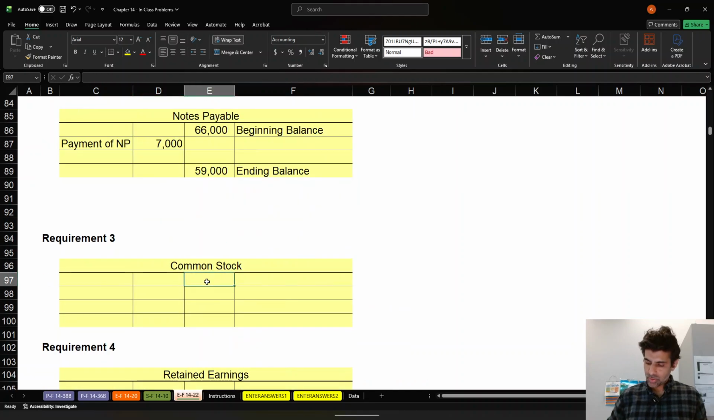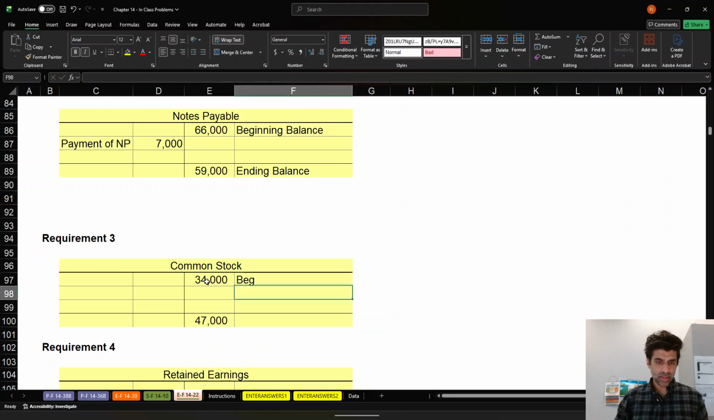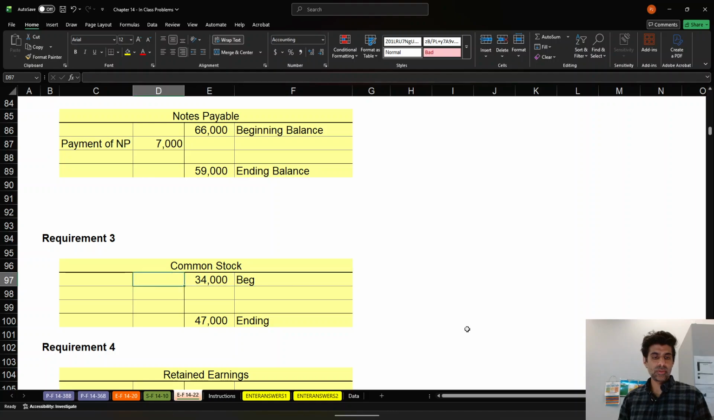34,000 to 47,000. So this is beginning, this is ending. So how do we get there? Do we have to debit or credit the common stock? Sure. What if I put 5,000 here? What would my ending balance have been then? Exactly. Okay, so then you want to change your answer, Scott? Okay, good.